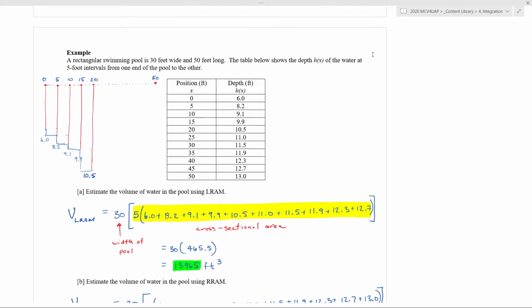Okay, so that highlighted term there is just the sum of all the rectangles that are in that cross-sectional area of the swimming pool. Then I would multiply it by 30 because the width of the pool is 30. And when I do that, you get 13,965 cubic feet.